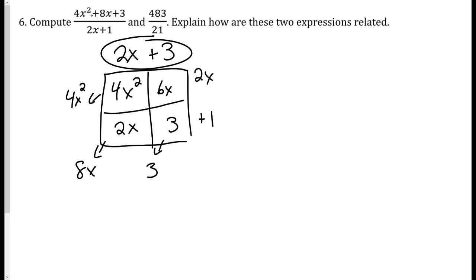So if I know that quotient is 2x plus 3, 483 divided by 21 is going to be, let me plug in a 10, I get 23. So remember, polynomials behave a lot like the integers do.